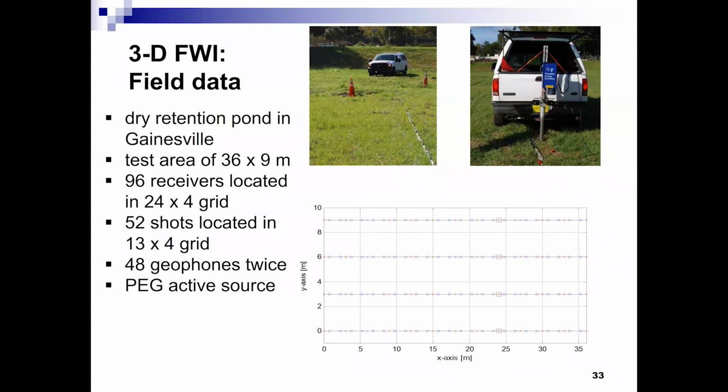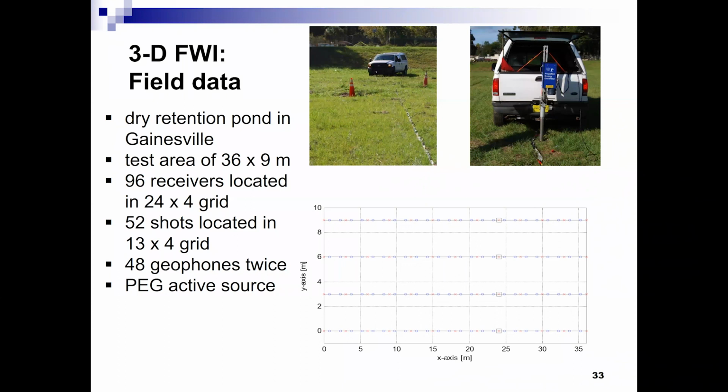This was just our first attempt. We use 96 receivers in 4 lines, each line 24 receivers. The blue circles here are the receiver locations. We did 52 shots, the red crosses here, again using the propel energy generator. We had only 48 geophones, so we did it twice.